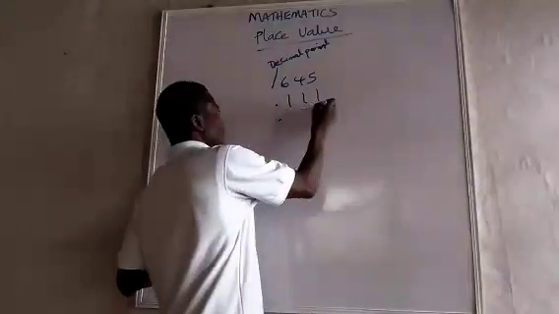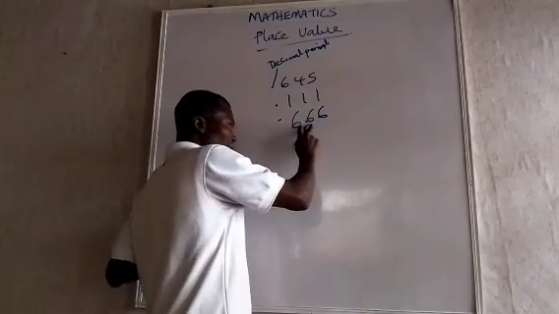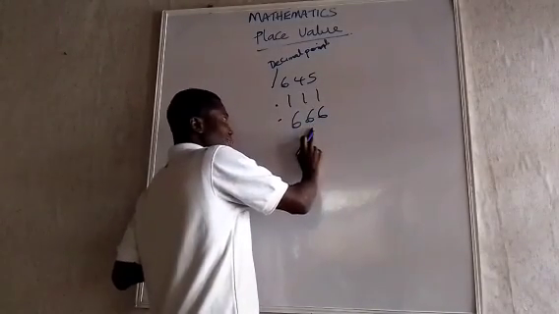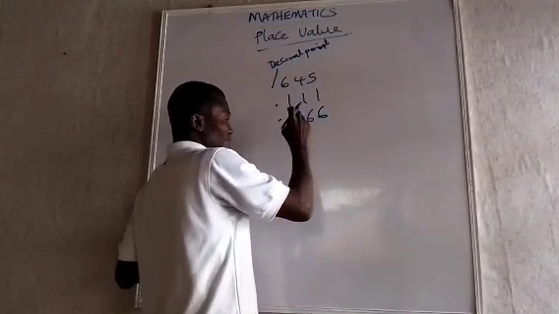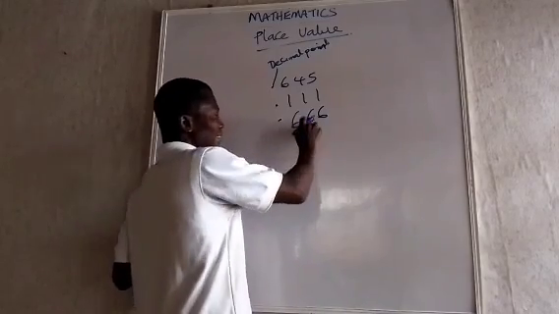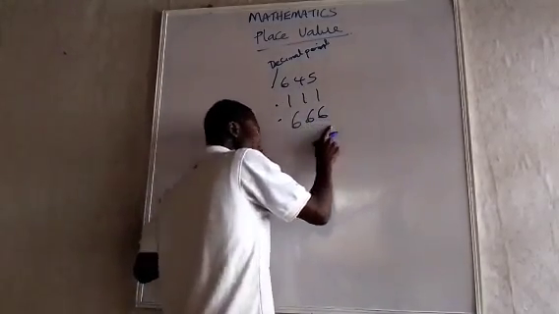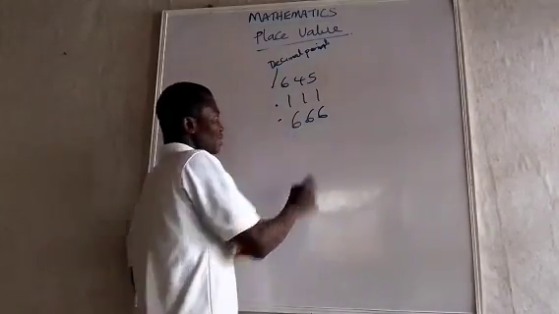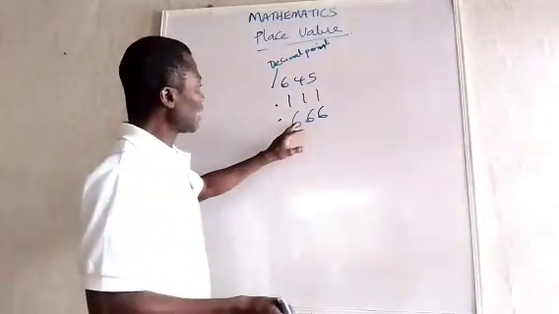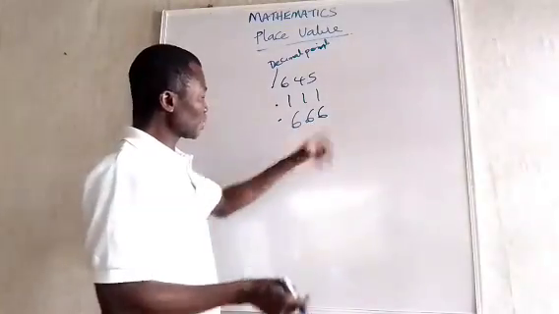Look at this one too. 6, 6, 6. The value of this one is 60. Let me see. The value of this one here is 6 tenths, 6 hundredths, 6 thousandths. You understand? So this one is 10 multiplied by this. This one is 10 multiplied by this.